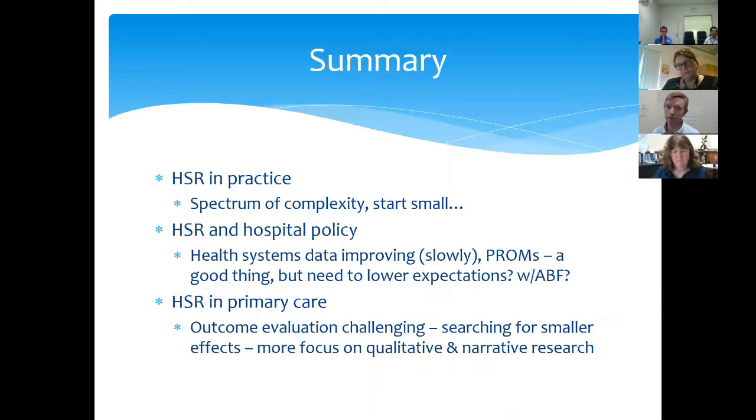And then in the primary care setting, I think both Jackie and Suzanne really highlighted the challenges of research in that area, particularly around outcome evaluation. And I think that's really because you're searching for smaller effects when you're looking in a primary care setting, and data collection is more challenging. So there's more of a focus on qualitative and narrative research, but it's that balance that's important to look at. How do you combine qualitative and quantitative research in that setting to achieve real impact? But I think, as both Jackie and Suzanne illustrated, it's certainly possible to achieve impact and produce good health services research in that sector.